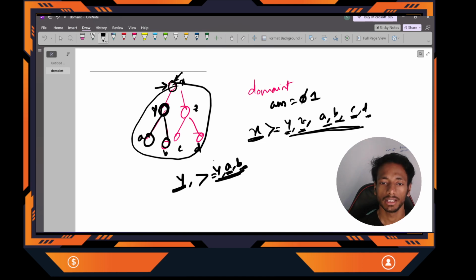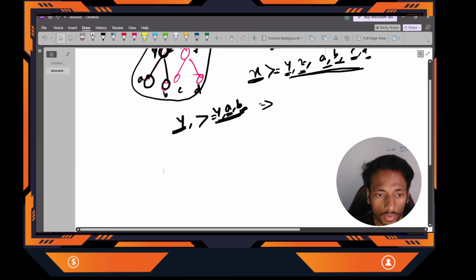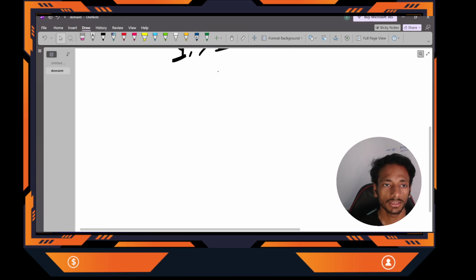This is clear. If this condition is valid, then I will say that this node y is a dominant node, and our answer will be increased by 1. If it is not true, then this is not a valid dominant node, so I'll go to the other nodes and check for them. Got it? So one thing is clear: I have one tree.